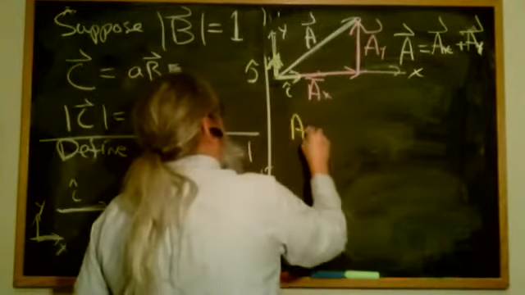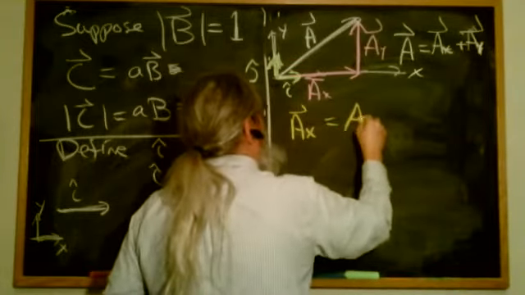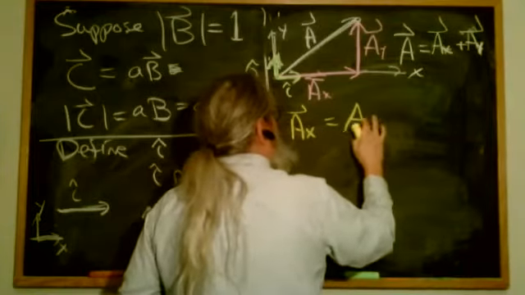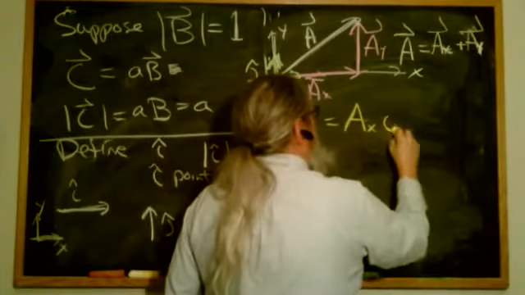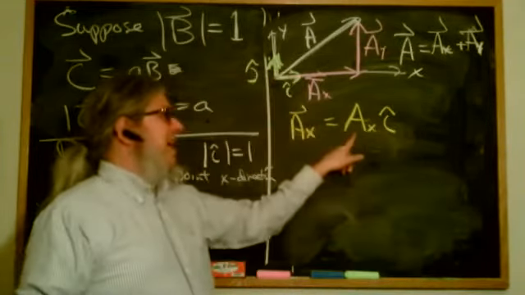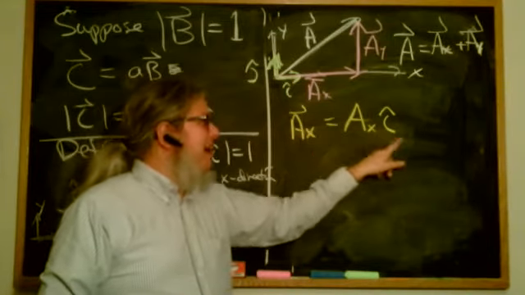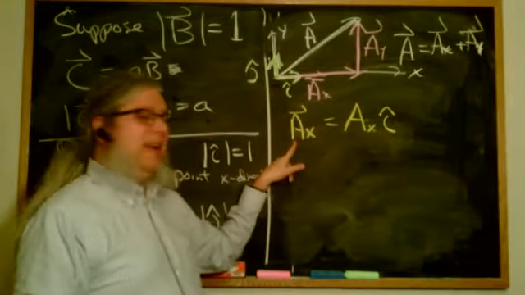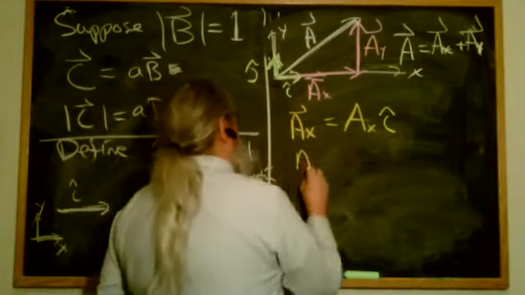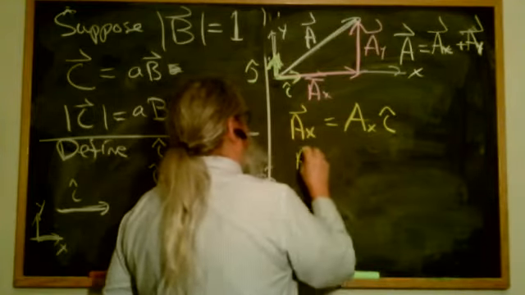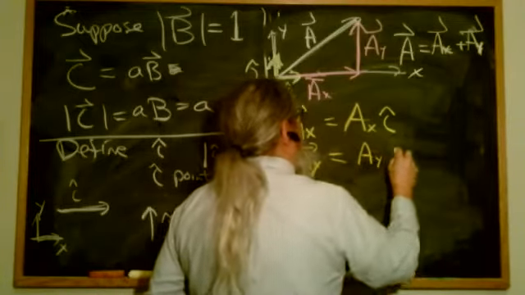So for example, I can write the vector A sub x is equal to its magnitude, A sub x, times i hat. When I write this, one is a vector and one is a magnitude. A scalar times a vector is equal to a vector. A sub x times i hat is equal to the vector A sub x, because they both have the same direction and the same magnitude. And likewise, I can write the vector A sub y is equal to the magnitude A sub y times j hat.